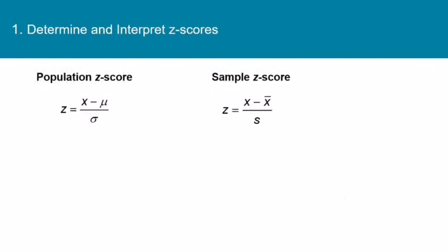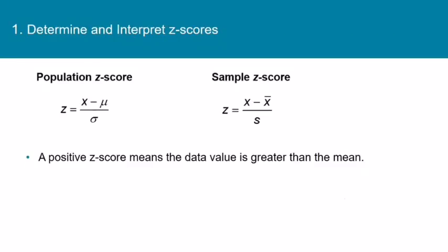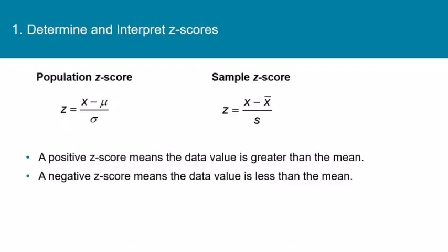Here are our formulas again, and I just want you to notice a couple more things about these formulas. First of all, if we have a positive z-score, it means that the data value we plugged into the formula is greater than the mean. You think about it, if you plug in a number here that's larger than mu, then x minus mu is going to come out positive, and so the z-score would be positive. On the other hand, a negative z-score means the data value is less than the mean, because if you put a number here that's less than mu, then x minus mu will come out negative.